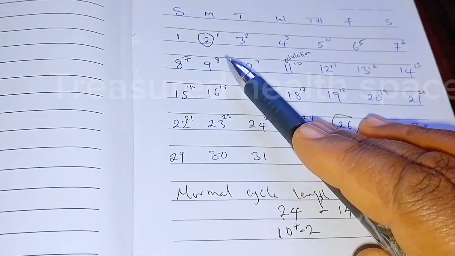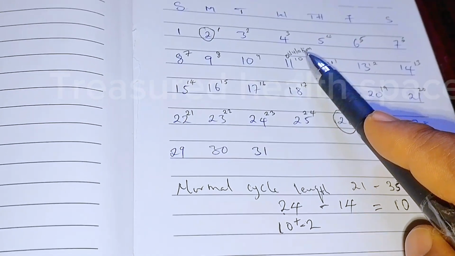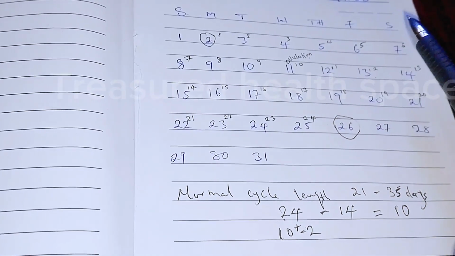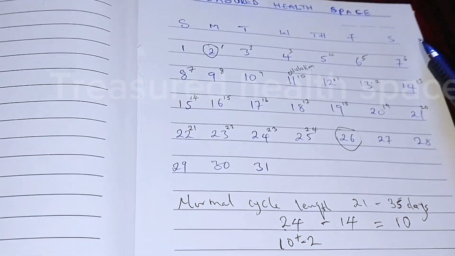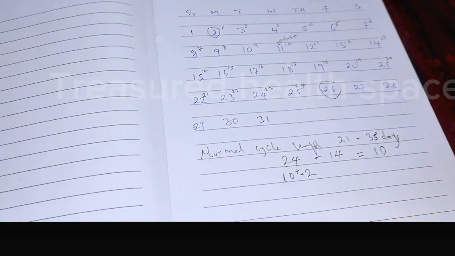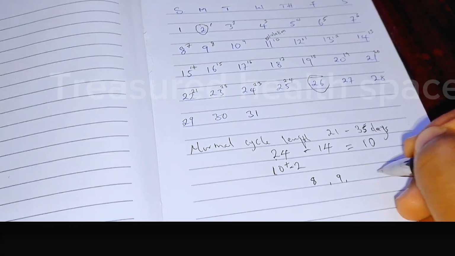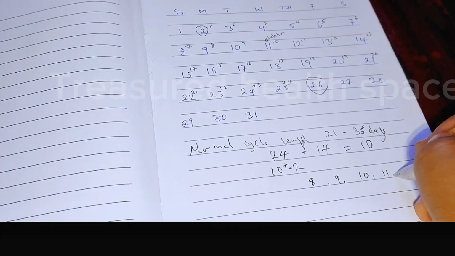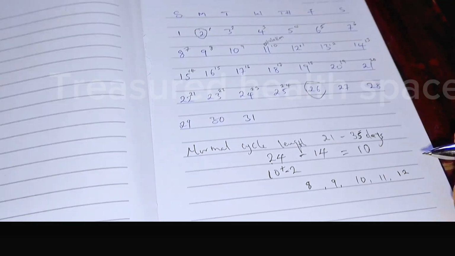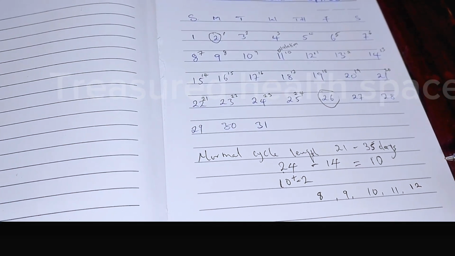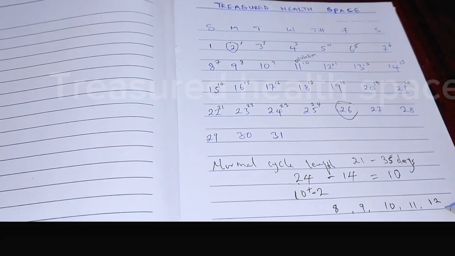Okay, remember now we are using the days written in black. That is the days numbering her menstrual cycle, not the actual calendar days. So don't get confused. In summary, this woman can actually ovulate on day 8, day 9, day 10, day 11, and day 12 of her menstrual cycle. Okay, this is her most fertile days.